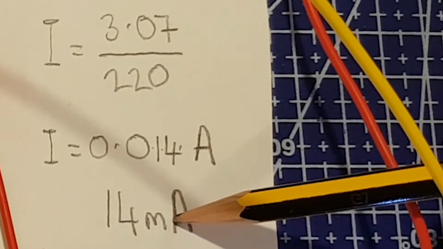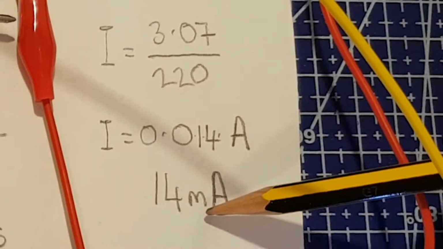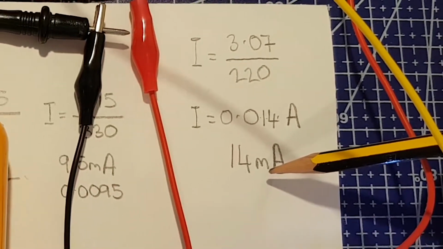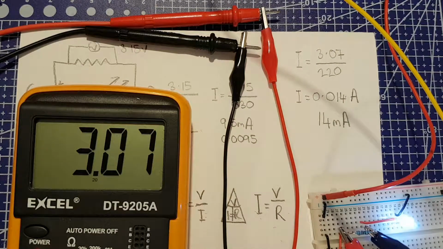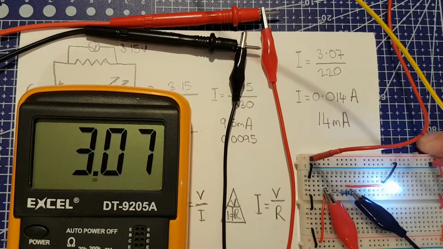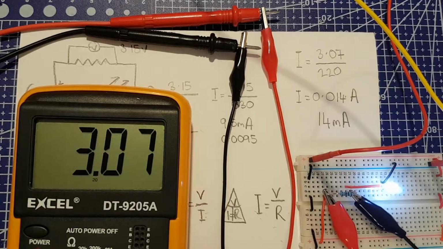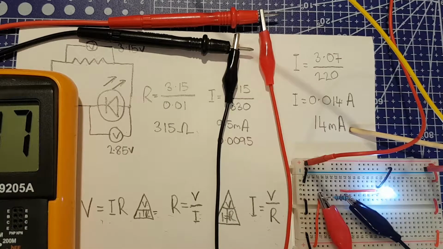milliamps. If you notice, I use a small m for milli, because if you use a big M, that's mega, which is a completely different scale. I've got 14 milliamps with a 220 ohm resistor. What if I wanted to keep that resistor but change the current?